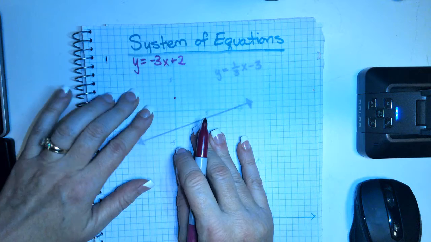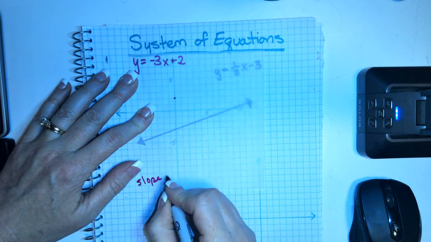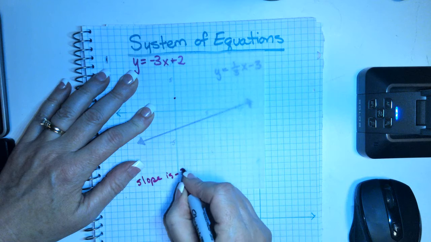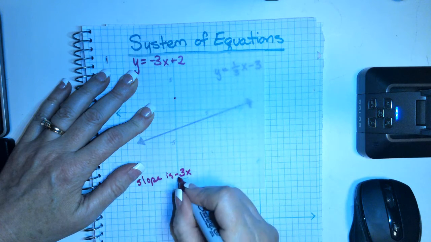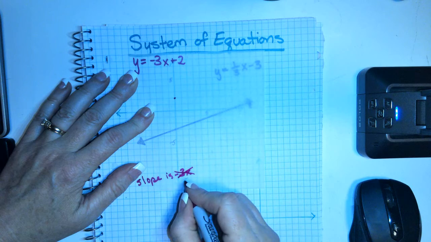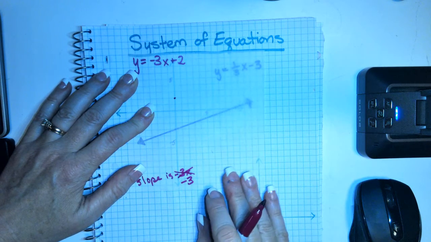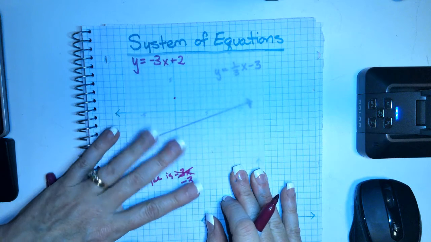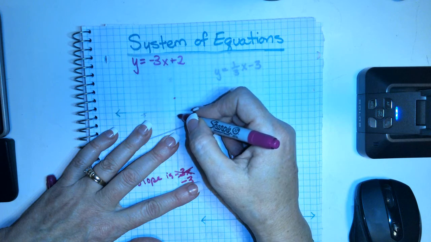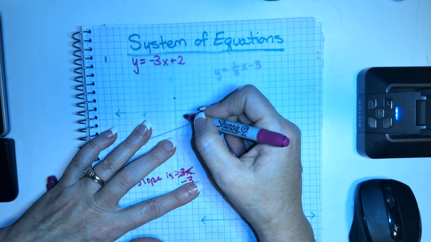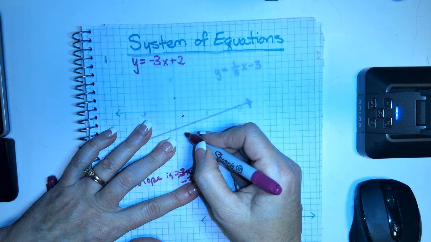A lot of times people will try to say, oh, the slope is -3x. This is not true. The slope is just -3. So that's important to remember. Okay, so my slope is -3. So that means this goes down 3 and over 1. And down 3 and over 1.